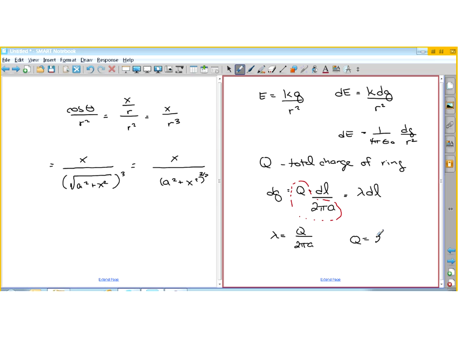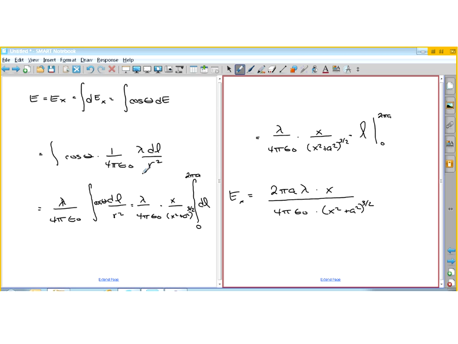Q is equal to 2 pi a times lambda. So I have 2 pi a times lambda, so this part right here is Q. So the final answer in terms of the total charge on the ring is going to be, and this is what's in the book, so I'll write it in their form, it's just things moved around a little bit.